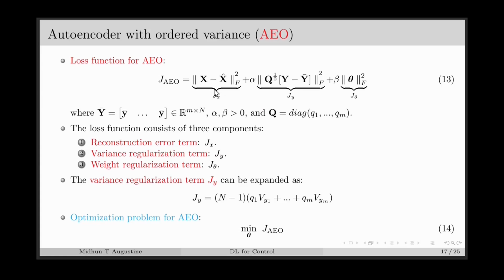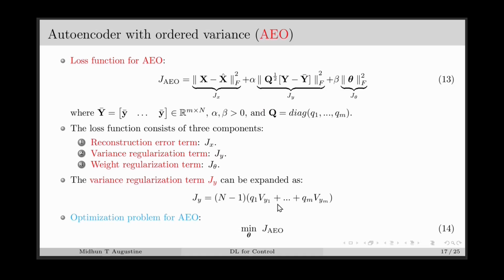In the standard autoencoder, the loss function contains only the reconstruction error term. But here we have included an additional regularization term in the loss function. This modified loss function consists of a reconstruction error term, denoted by Jx, a variance regularization term, denoted by Jy, and a parameter regularization term, denoted by J theta. We can expand the variance regularization term as a linear combination of the latent variances. In other words, it will be proportional to Q1 times the variance of the first latent variable, Q2 times the variance of the second latent variable, and Qm times the variance of the mth latent variable.